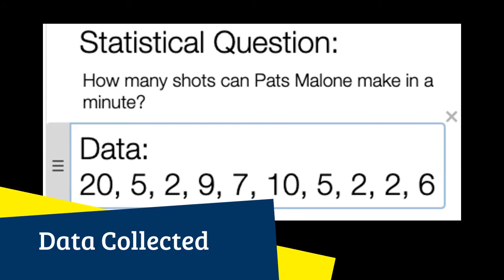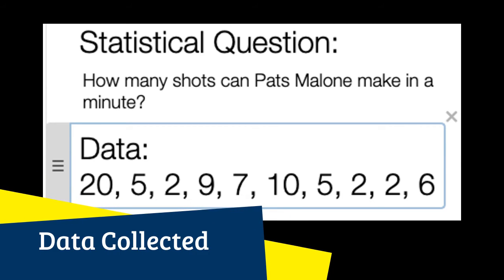Whew, I am tired, but here's all the data that I collected. So in the first minute, do you see that 20? That's when I made 20 shots in that first minute. And then the next number is 5. That means I made 5 shots in another minute. And then 2 shots in the third minute, and so on. And I did this 10 times.